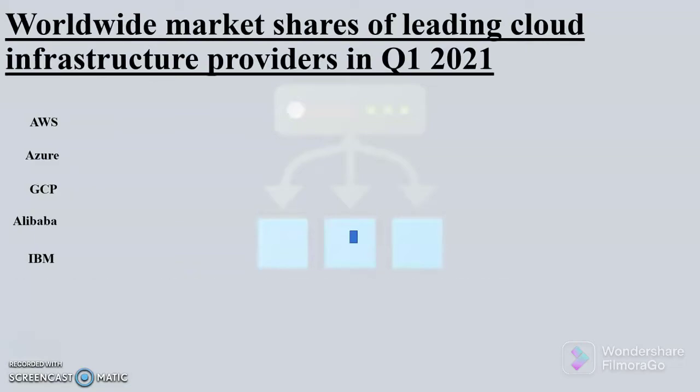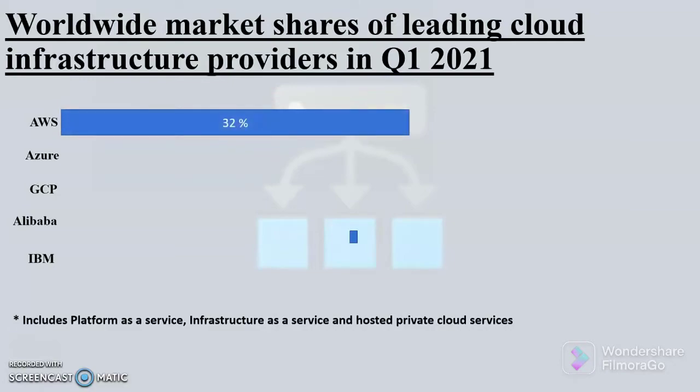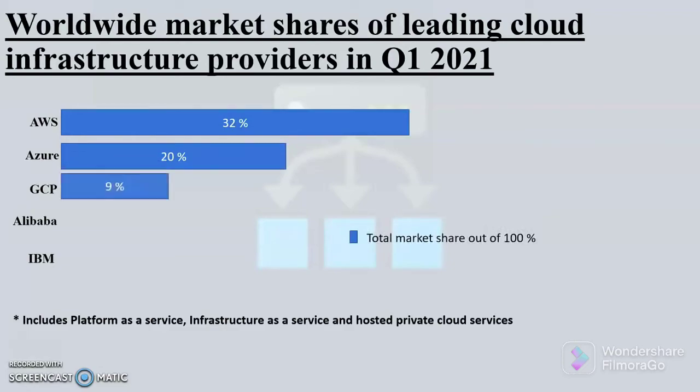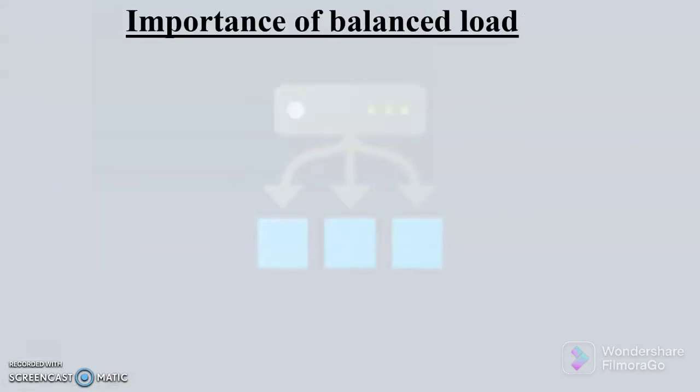Then we can see that AWS has the highest market share in 2021 with 32%, and Azure has 20%, followed by GCP, which is at 9% out of 100, and Alibaba holds 6% out of 100 shares, and IBM holds 5% out of the total shares. So let's see the importance of a balanced load in cloud.